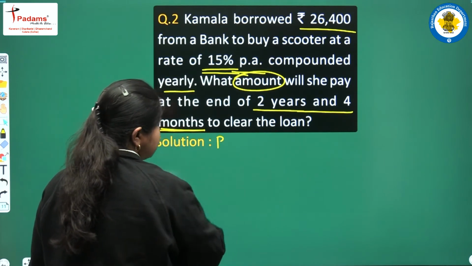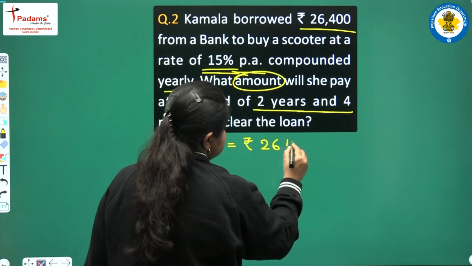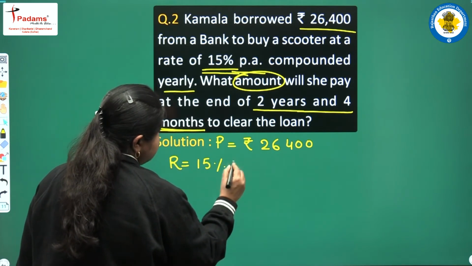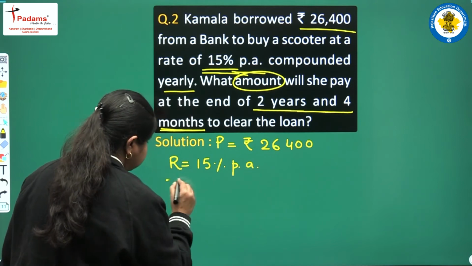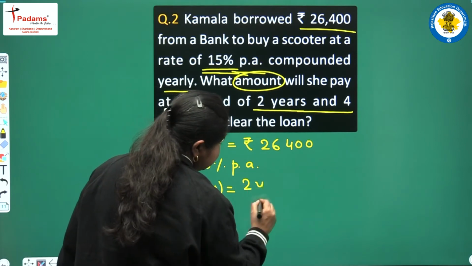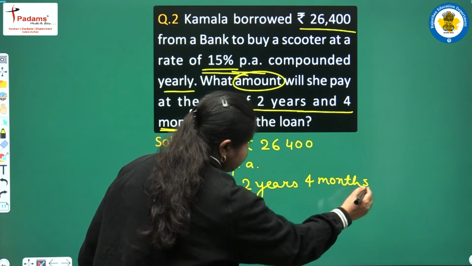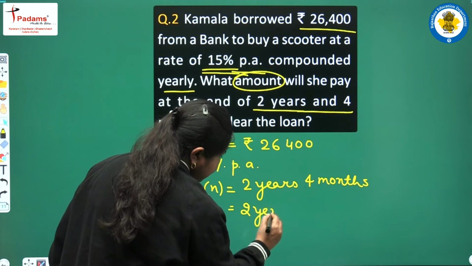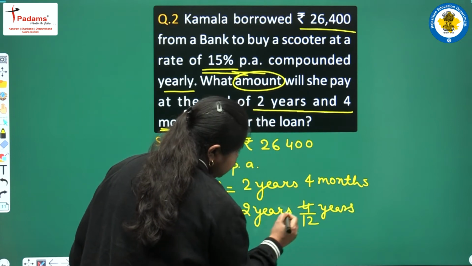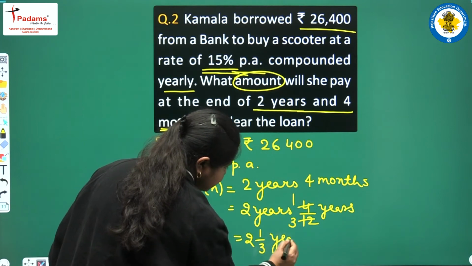We begin by taking the principal. It is given as rupees 26,400. आपका रेट है 15% per annum. And then the time N. This is nothing but 2 years 4 months. अब ये जो months है इनको years में convert करना होगा. कैसे करेंगे? हमने बात की थी we divide it by 12. तो ये भी years हो जाएंगे. And this will be nothing but 1/3. So the time is 2 1/3 years.